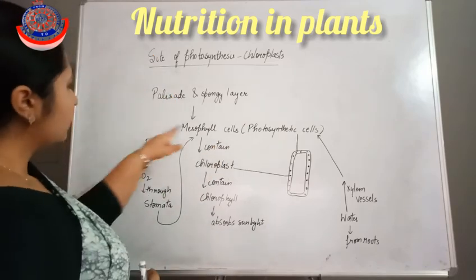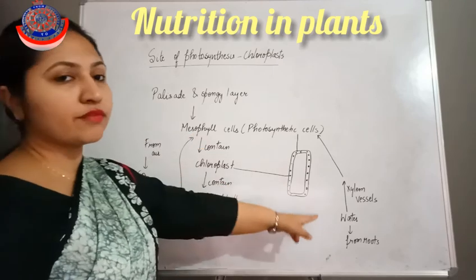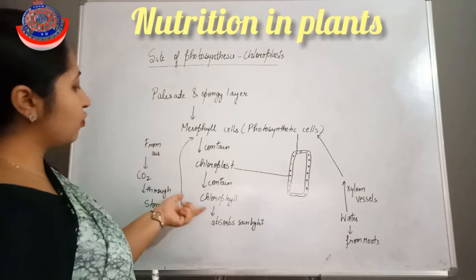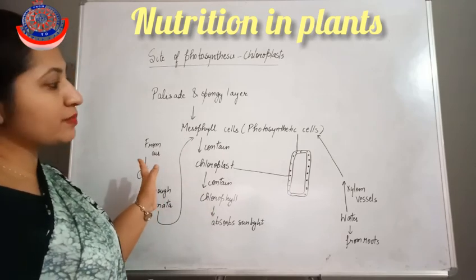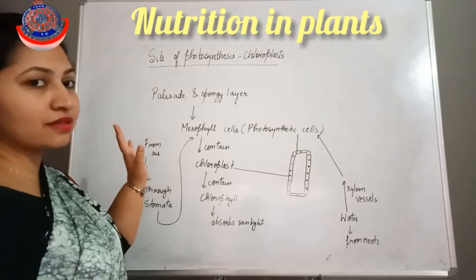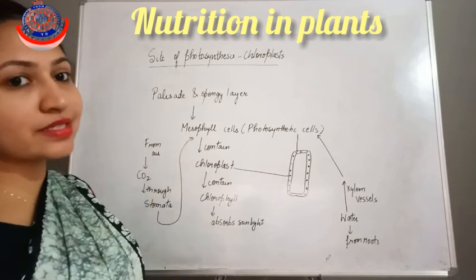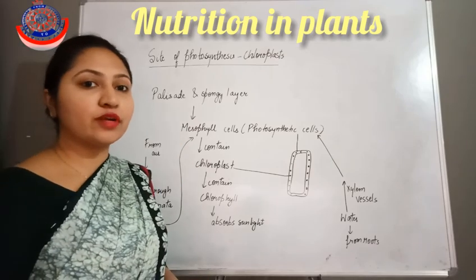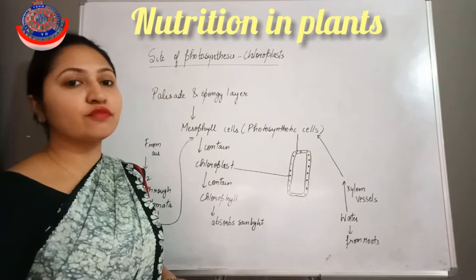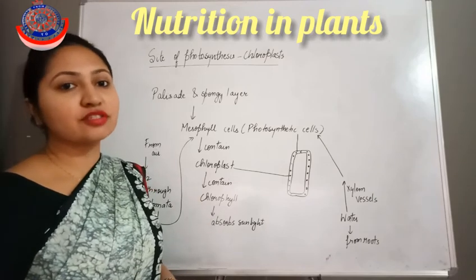So now the mesophyll cells have carbon dioxide, they have water, and the chlorophyll absorbs the sunlight also. So in this manner all the conditions are there in the mesophyll cells for the process of photosynthesis, and after photosynthesis food is prepared, and the extra food is stored in the form of starch.